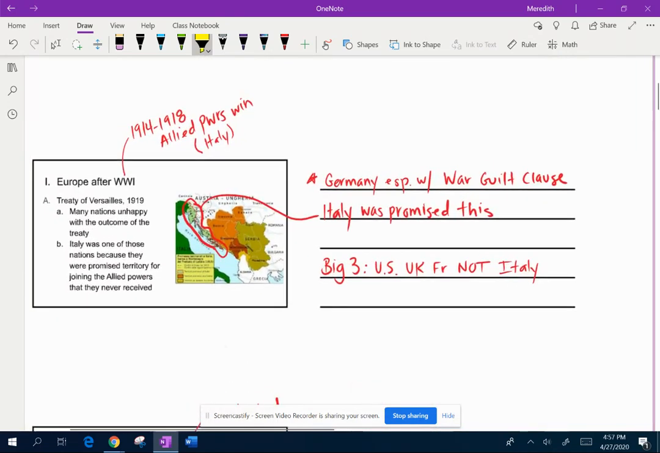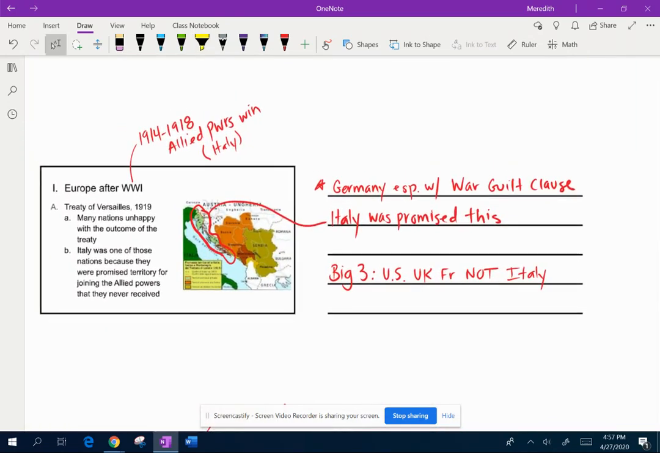So, what we've got here is the textbook starts off by reminding us that right after World War I, which we know happened from 1914 to 1918, there were two sides. You have the Allied powers versus the Central powers. And Italy was a part of the Allied powers at the very end, despite being an original member of the Triple Alliance. And so the Treaty of Versailles is what is signed in 1919 to end World War I, and many nations are unhappy with that.